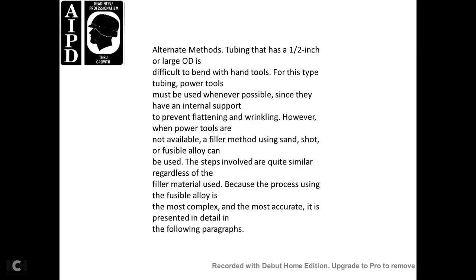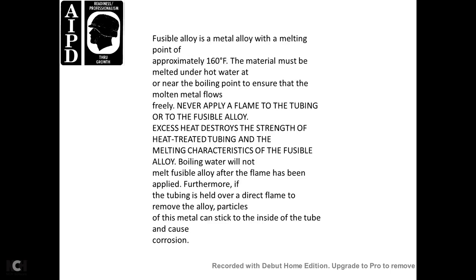Alternate methods. Tubing of 1/2 inch or larger outside diameter is difficult to bend with a hand tool. For this tubing, power tools must be used whenever possible since they have an internal support that prevents flattening and wrinkling. However, when power tools are not available, the filler method using sand, shot, or fusible alloy can be used. The process is quite similar regardless of the filler material. Because the process using fusible alloy is the most complex and most accurate, it is presented in detail in the following paragraphs.